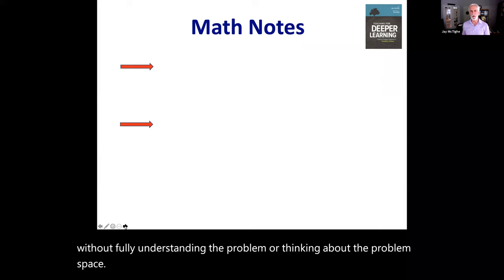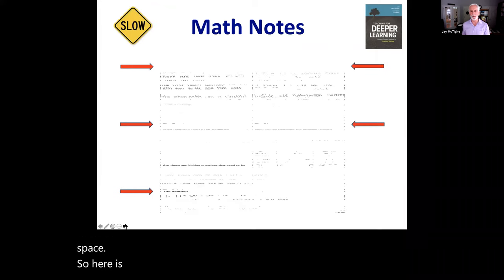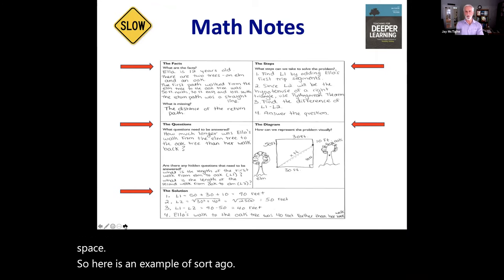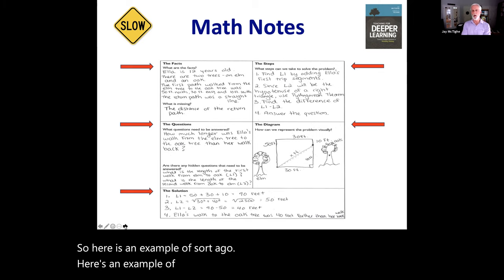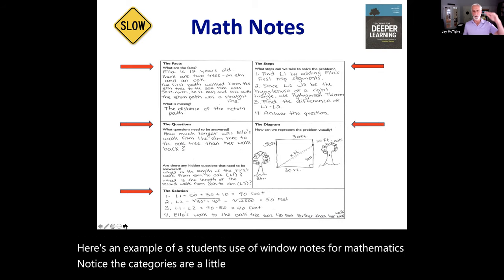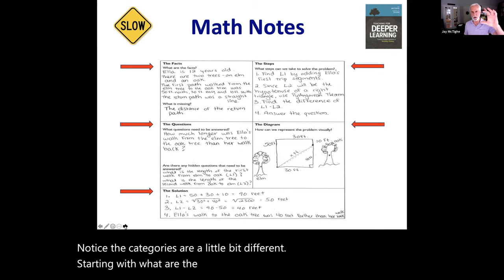So here is an example of a student's use of window notes for mathematics. Notice the categories are a little bit different. Starting with, what are the facts? What information are you given?